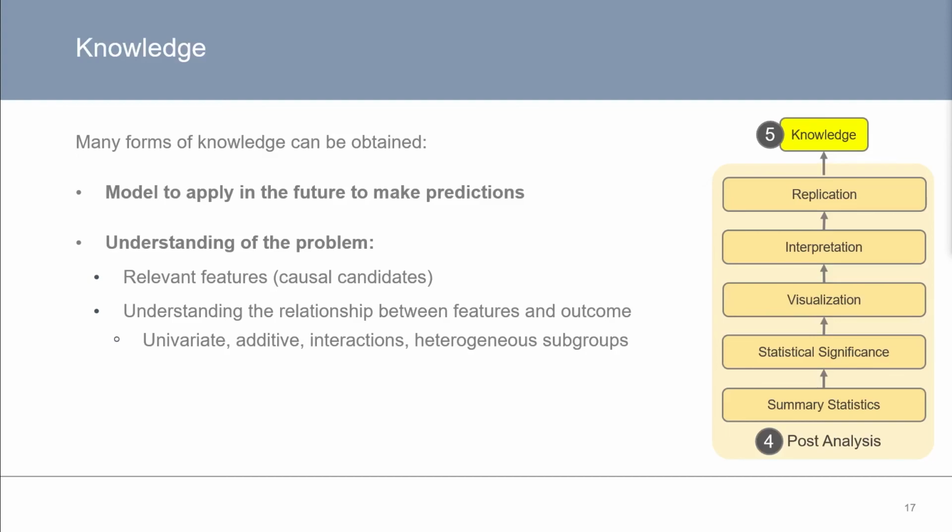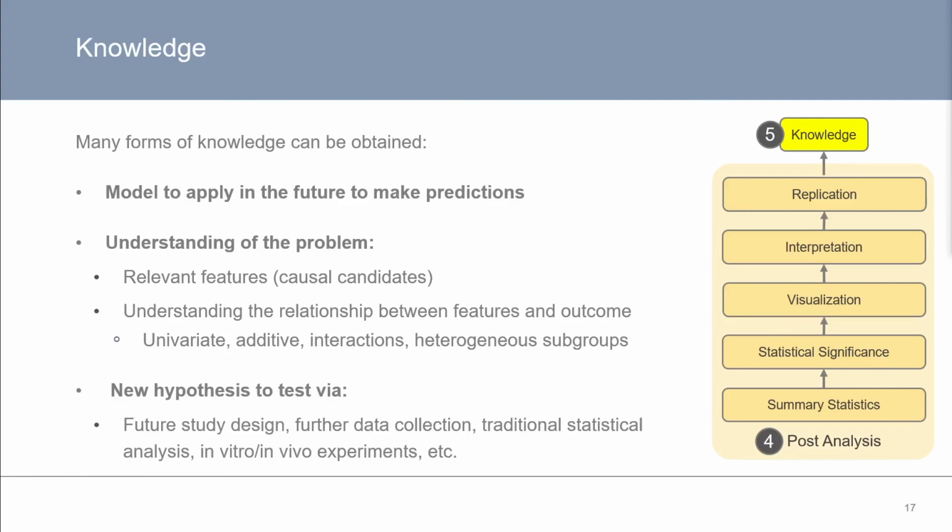Additionally, we might gain an understanding of the relationship between features and outcome by characterizing whether these associations were additive, interactions, or point to some heterogeneous instance subgroups. Furthermore, the results of our pipeline might generate new hypotheses for us to consider testing. The results might point us to some new future study design. They might indicate that we need to collect more data. We may want to follow up with more traditional statistical analyses for a deeper dive, asking more specific questions about the relationships in our data, or we may want to follow up on findings with new real-world experiments perhaps to see if an association in the data might be causal.